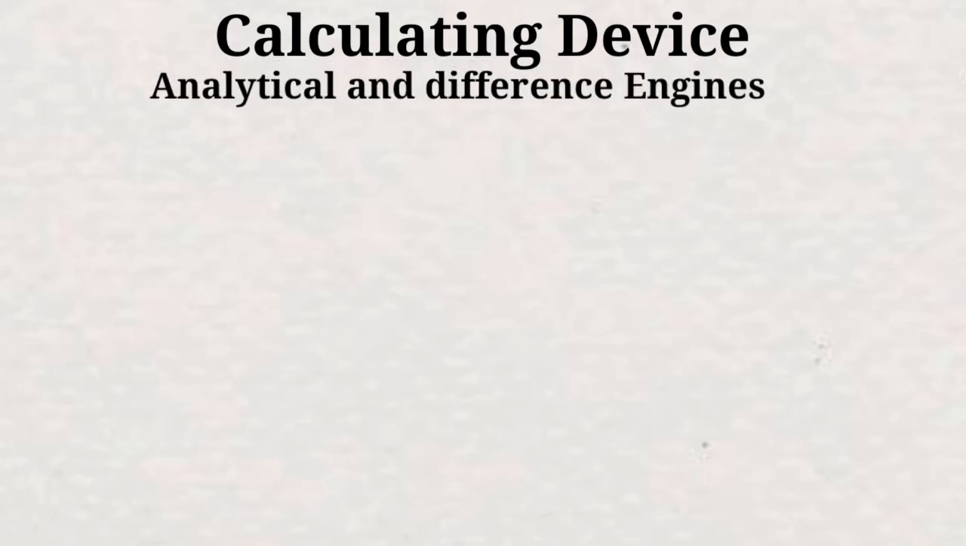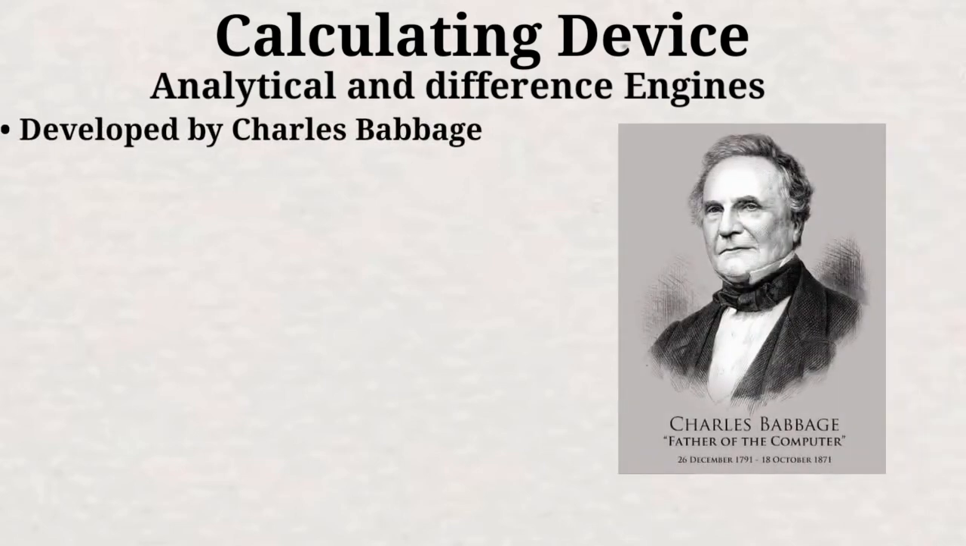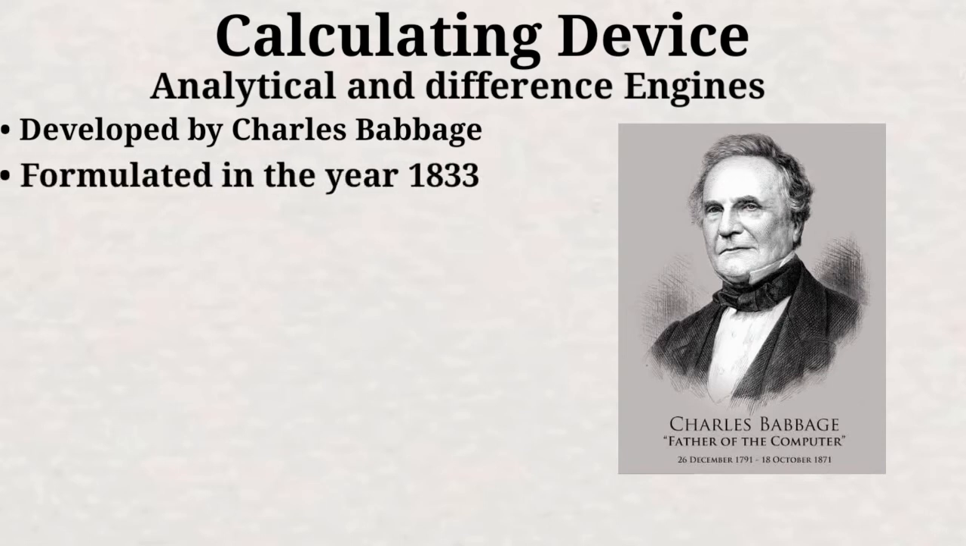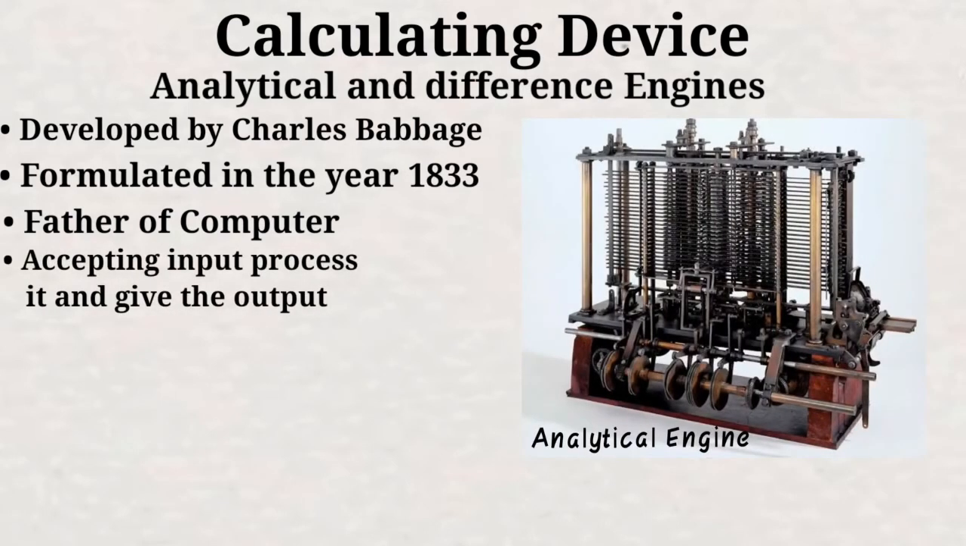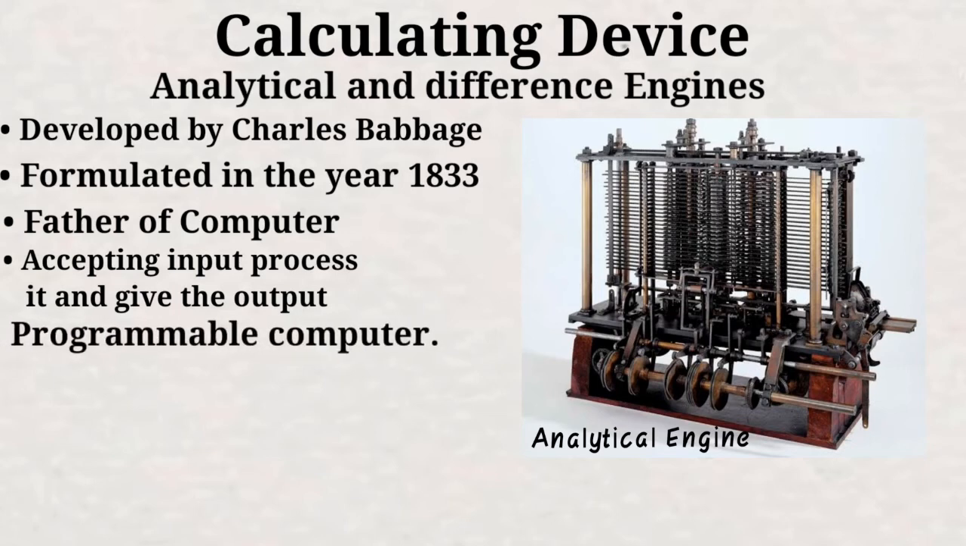Now let us learn, students, the next calculating device, that is the analytical and difference engines. This device was developed by Charles Babbage. This was formulated in the year 1833. Charles Babbage is also known as the father of the computer. This machine was a great achievement as it was capable of accepting input, processing it and giving the output. It was an all-purpose programmable computer.